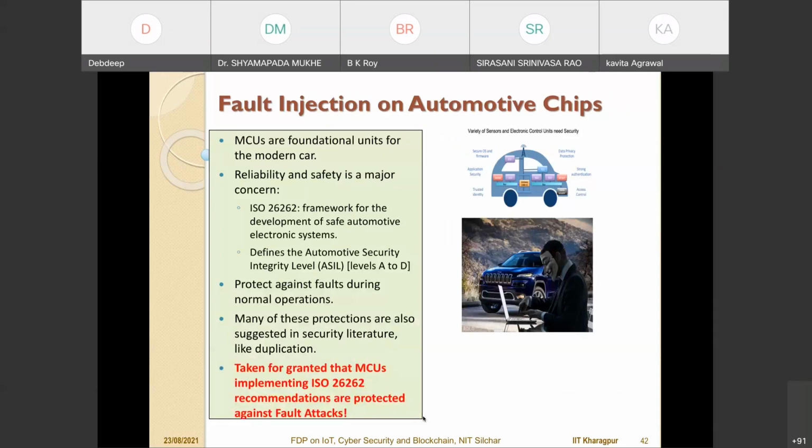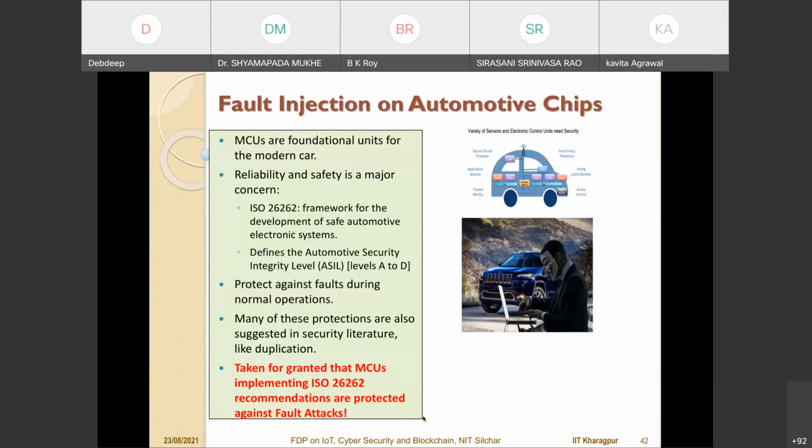I will talk about an experiment specifically in the context of automotive chips, because remember I started by saying that security aspects in automotives are a growingly important topic of discussion. In automotive chip design, there are certain standards based on reliability and safety. There is a framework called ISO 26262, for safe automotive electronic systems. They develop what are called ASIL, or automotive safety integrity levels, marked from level A to level D. The idea is that level D chips are extremely safe.